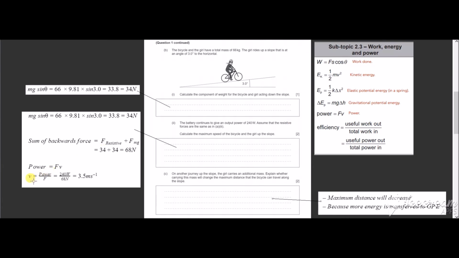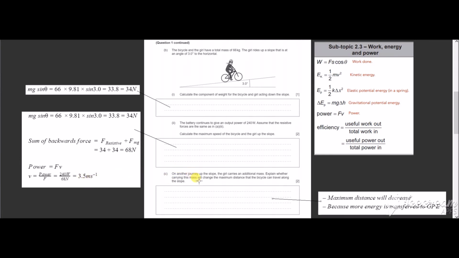So you'll have to rearrange the formula for velocity as they ask for the speed in the question. So when you rearrange the formula, you will have power over the force. The power is equal to 240 watts, which we got from the previous question. And as for the force, we just got the answer, 68 newtons. So when you divide, you will get 3.5 meters per second, and that's how you solve part 2.